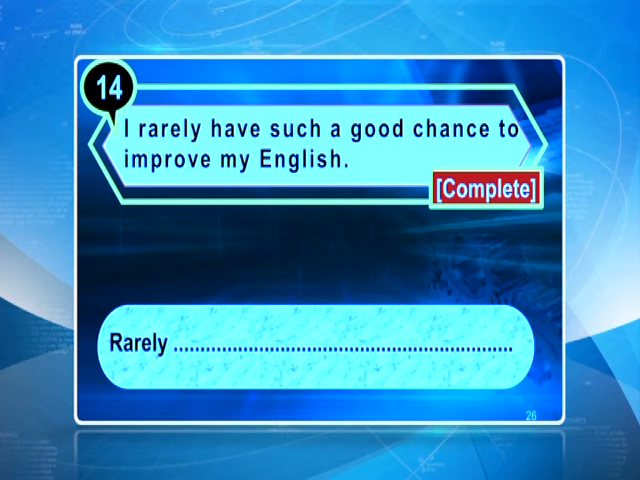Now let's move to the following sentence. "I rarely have such a good chance to improve my English." You are here asked to complete the sentence. Why? Because you are provided with the negative adverb, which is rarely. So since we start with rarely, we have to get rid of it from the original sentence and focus on this have. It could be an auxiliary verb as well as a simple verb.